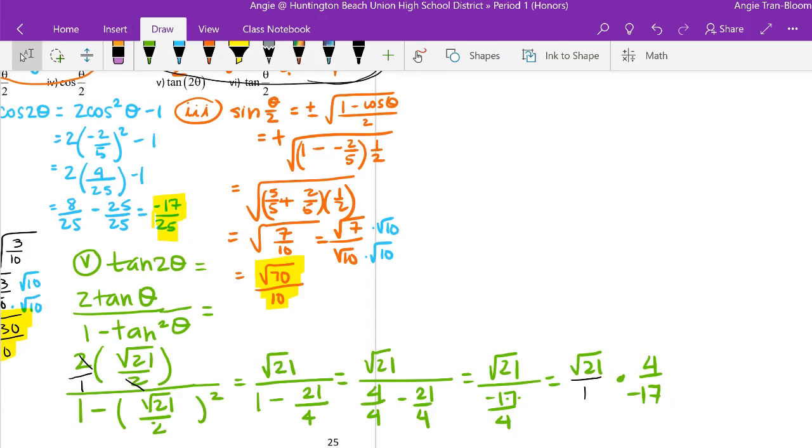Then from here, I will have negative, I'm going to put the negative on the top, 4 root 21 all over 17. And this is as far as I can go in terms of simplifying, because 21 is 3 times 7, and that's not going to help us out at all. Okay, so that is 5i.